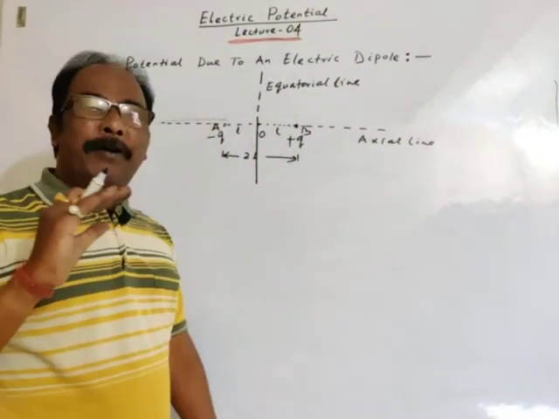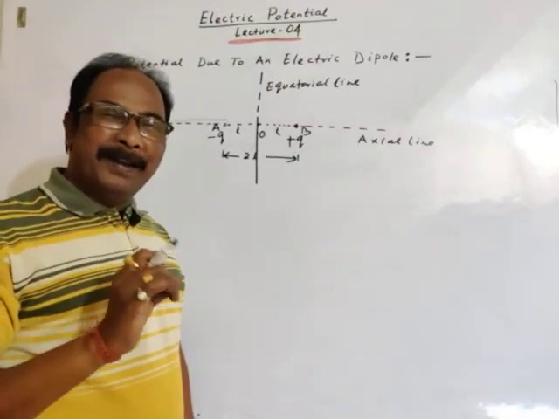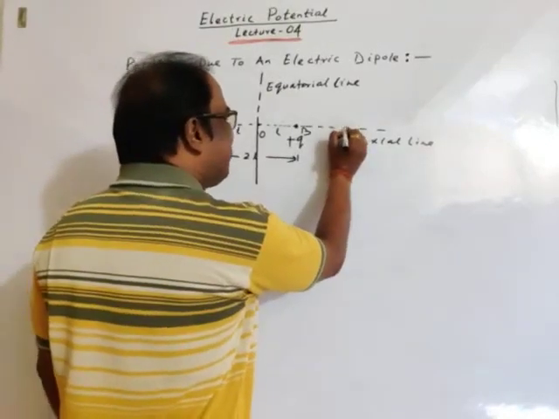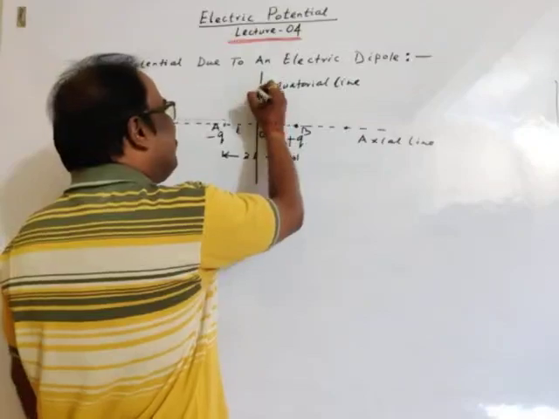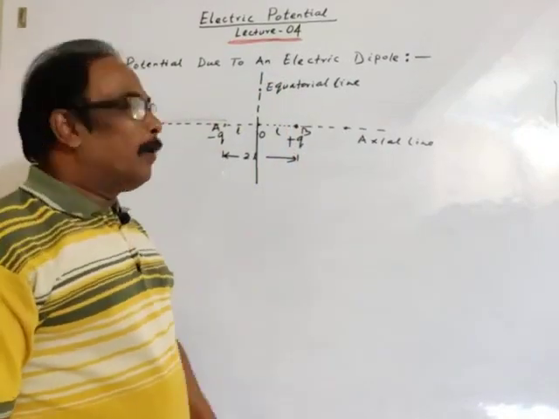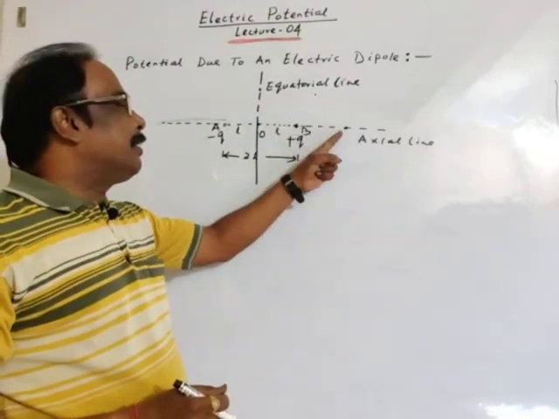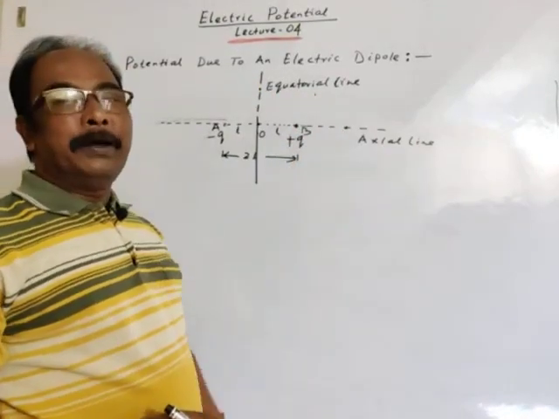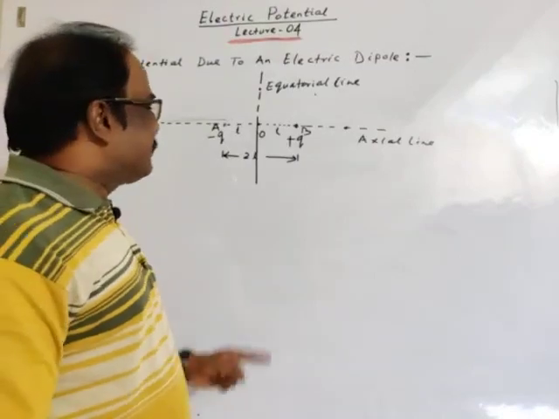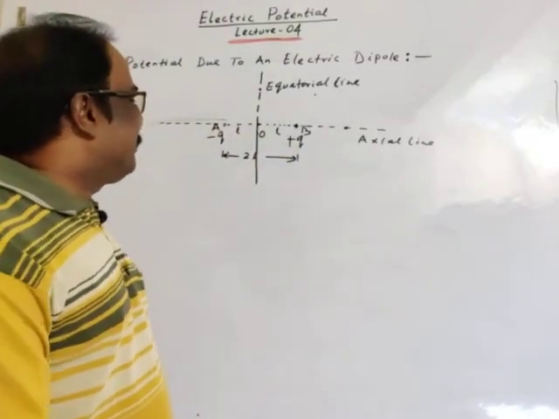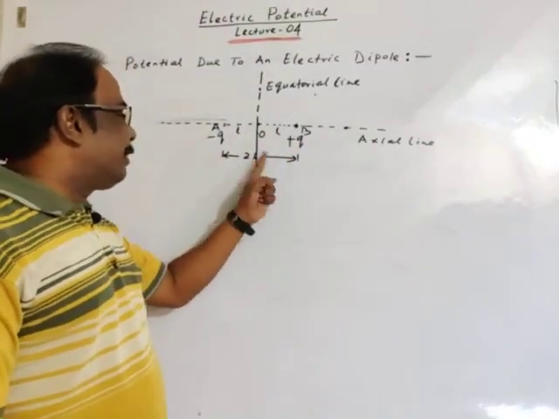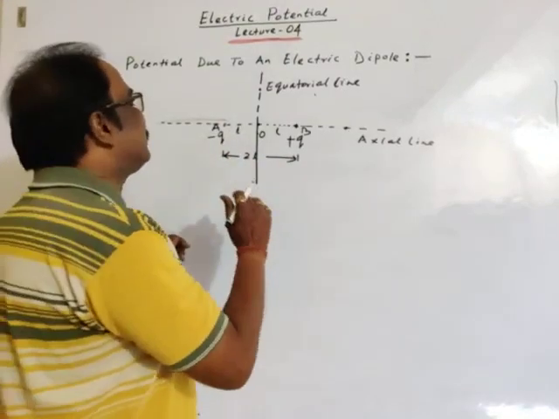We have found the expression for electric field intensity at any point on the axial line, any point on the equatorial line, and also at any position, meaning a position that is neither on the axial line nor on the equatorial line. So an electric dipole consists of two equal and opposite charges separated by a small distance.